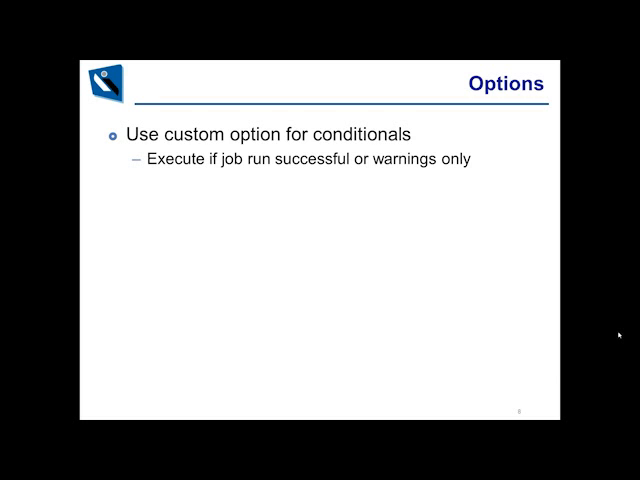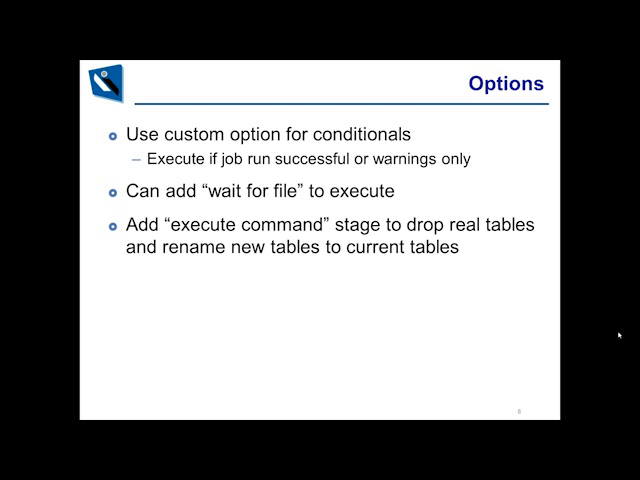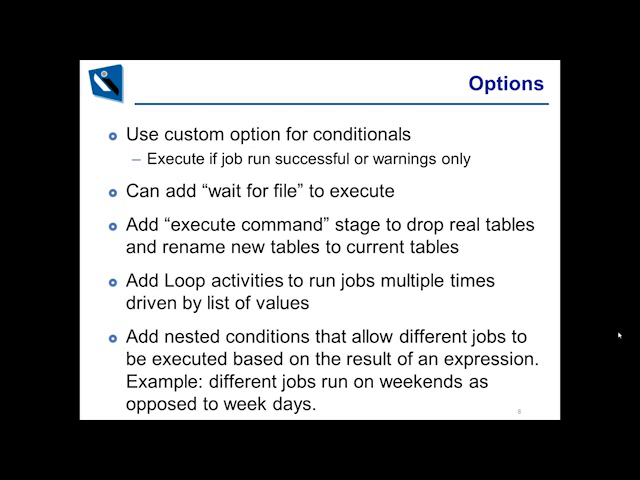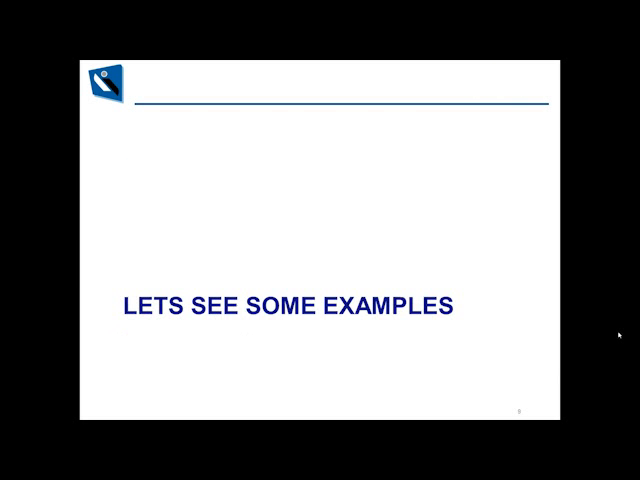Some of the options: you can execute it if the job runs successfully or with warnings only. You can add a wait for file to execute. You can execute commands from a command stage. You can create looping activities to run multiple times driven by a list of values. And you can add nested conditions, where you can place expressions to evaluate other information to determine how you want to run a specific job or which jobs you want to run. So let's go take a look and see some examples.